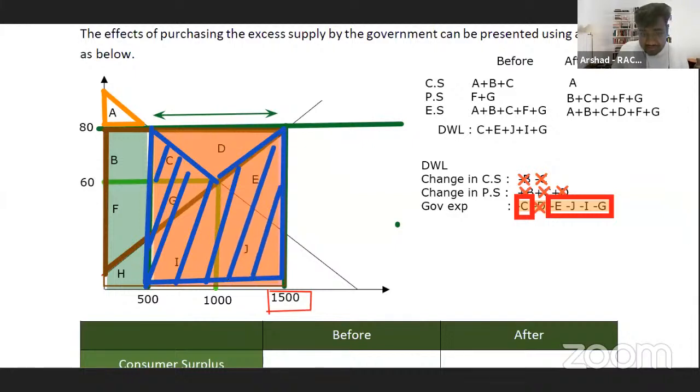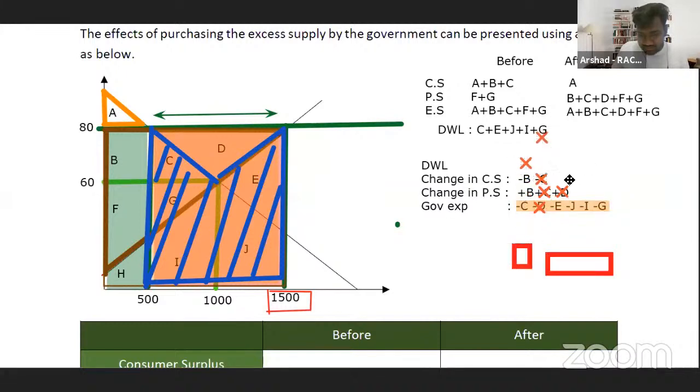Okay, remove the crosses to see the letters. Yes, you can go with the letters normal. You don't have to. Yes. Okay. Simply plus and minus. That's how you get the deadweight loss.